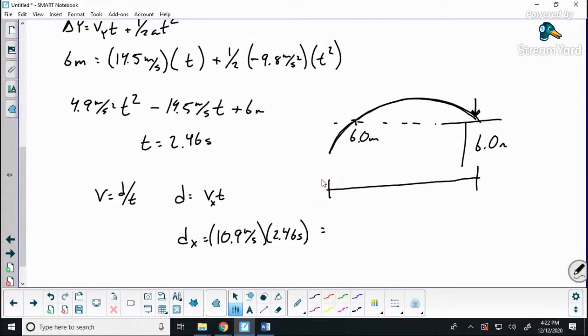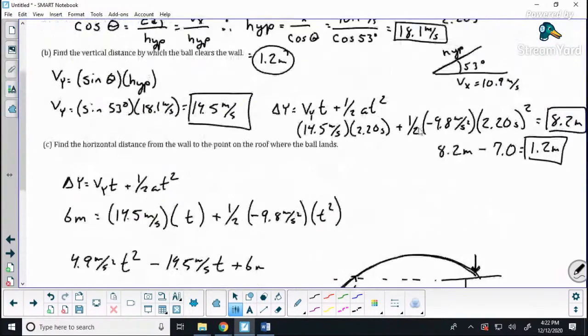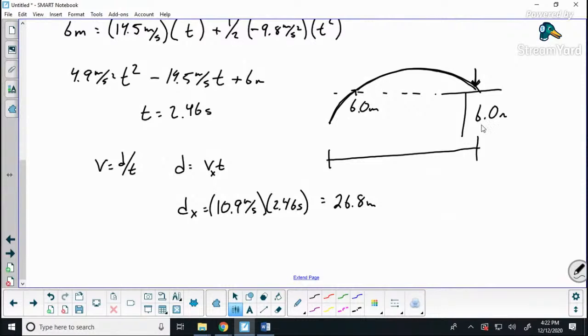So therefore, when I look at that value and I calculate this, 10.9 times 2.46, I get 26.8 meters. And knowing that that building was 24 meters away, I can subtract the distance to the building, and I get 2.8 meters beyond the railing. So that's how far beyond.